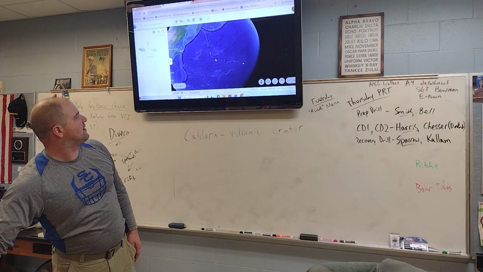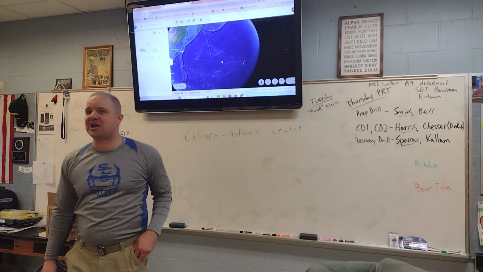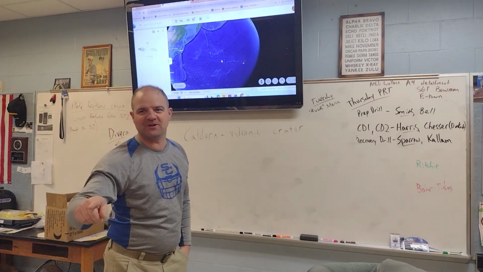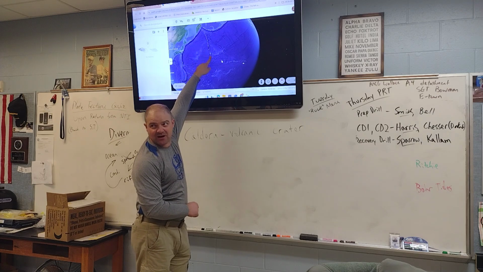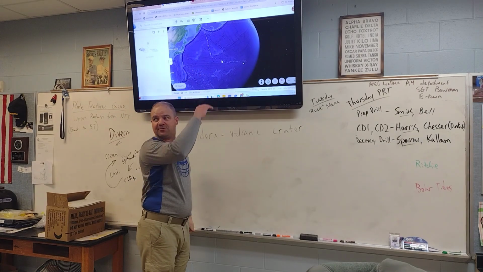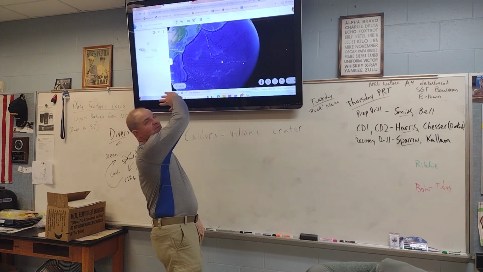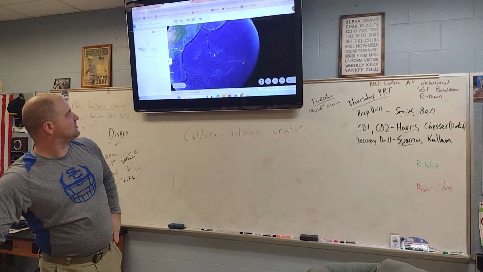What is going on right here? It turned. What turned? What changed? The direction the plate was moving. So these older seamounts were formed when the plate was moving north. Since about this point, it's been moving west. You guys see that? So they're tracks.